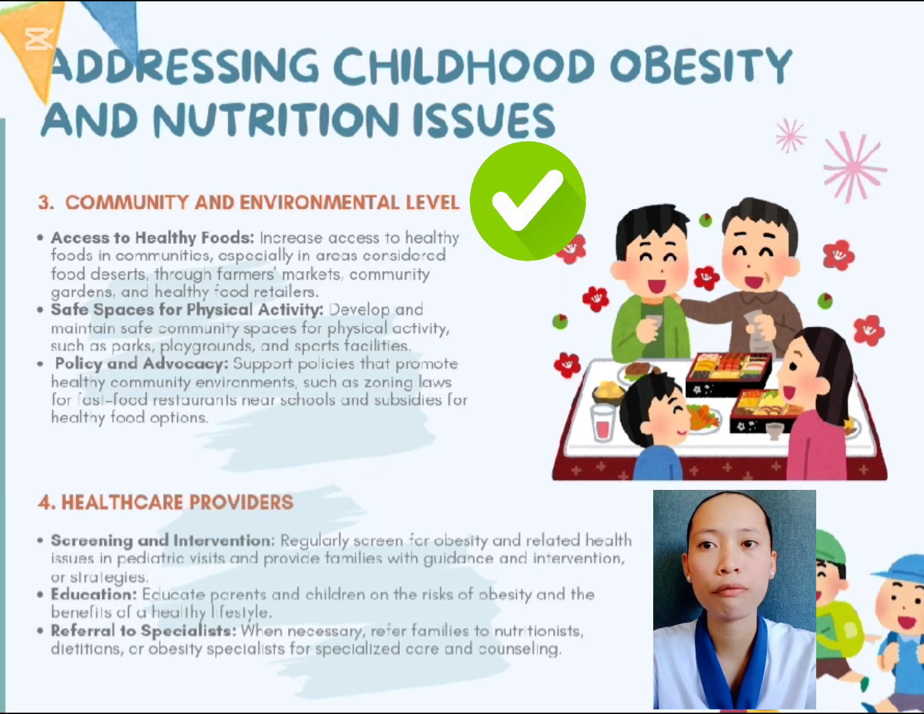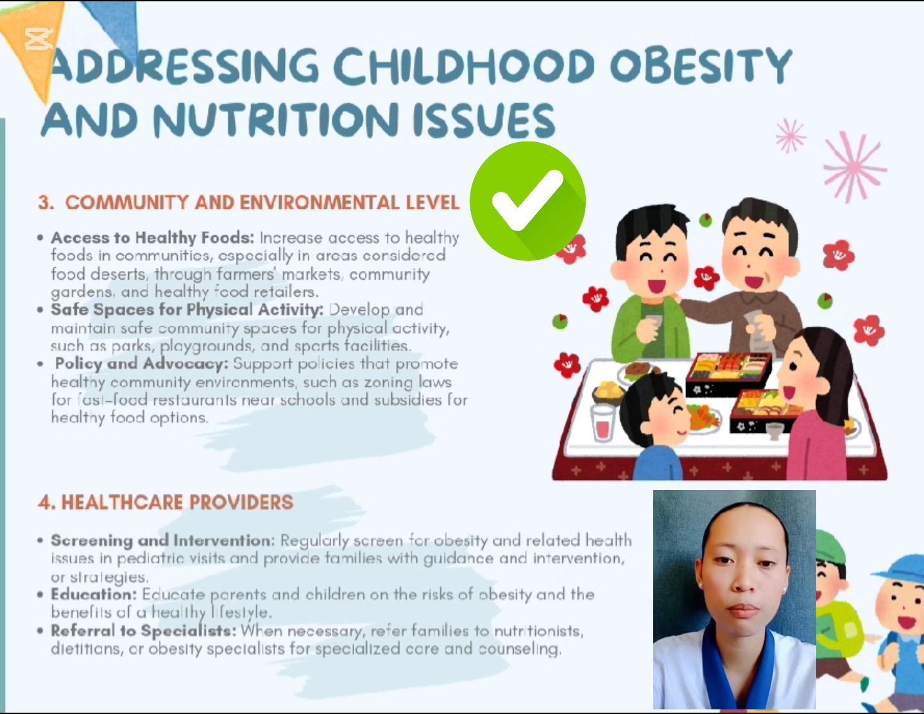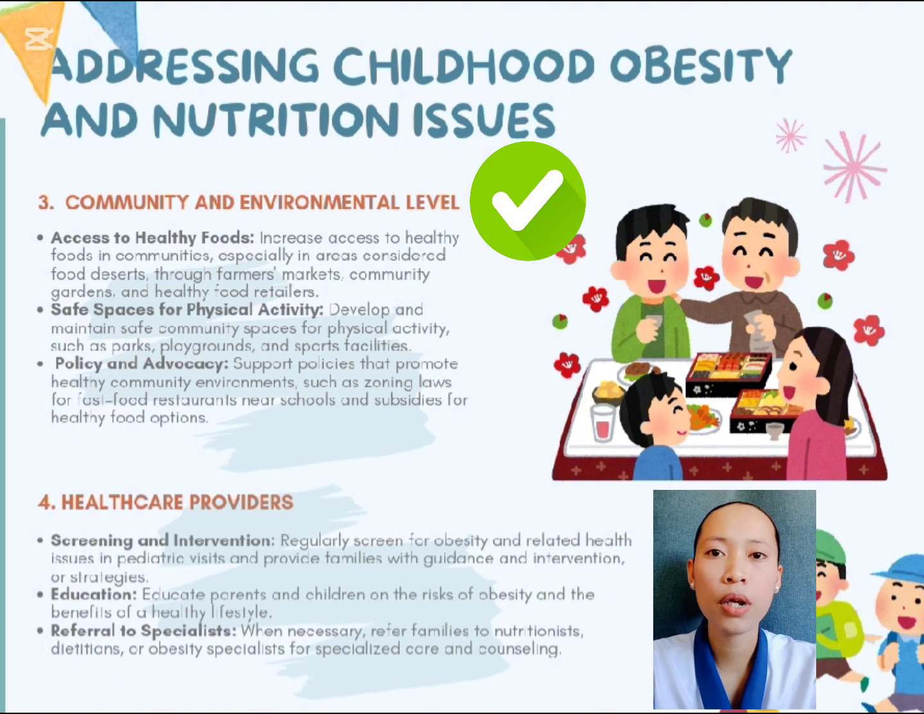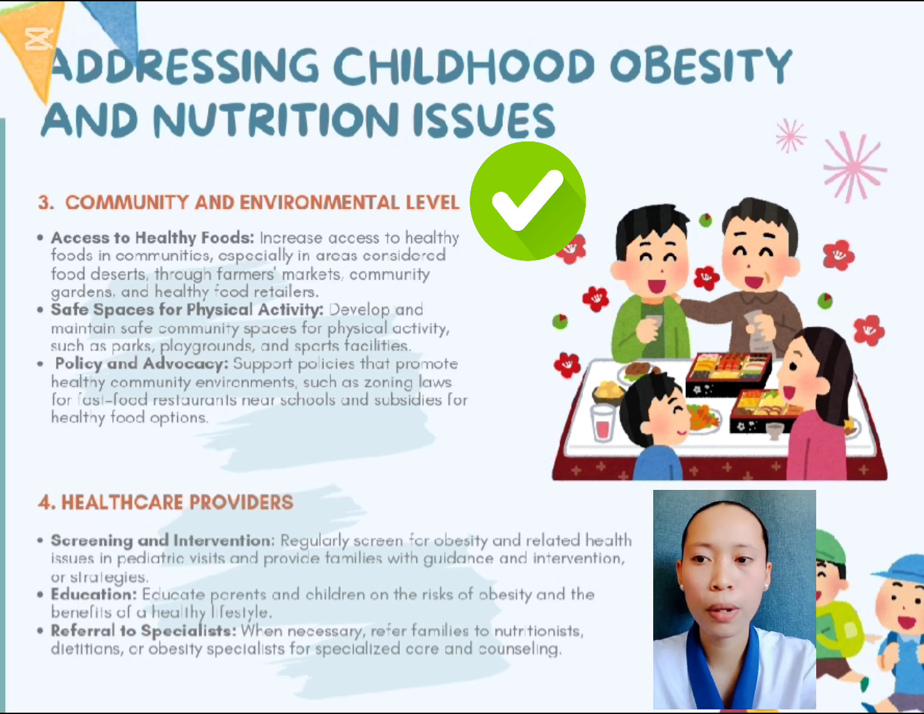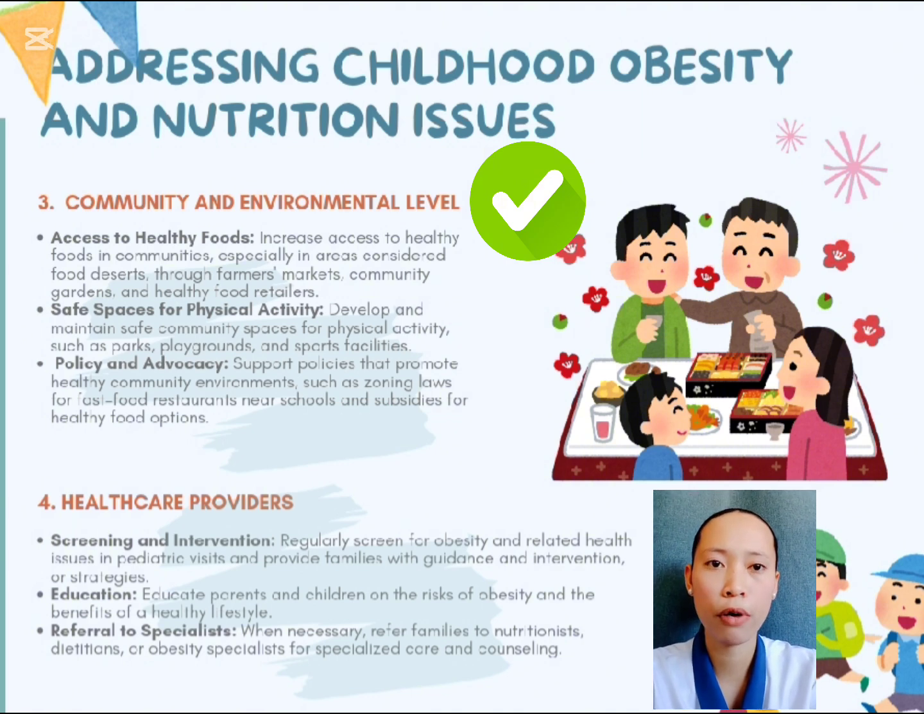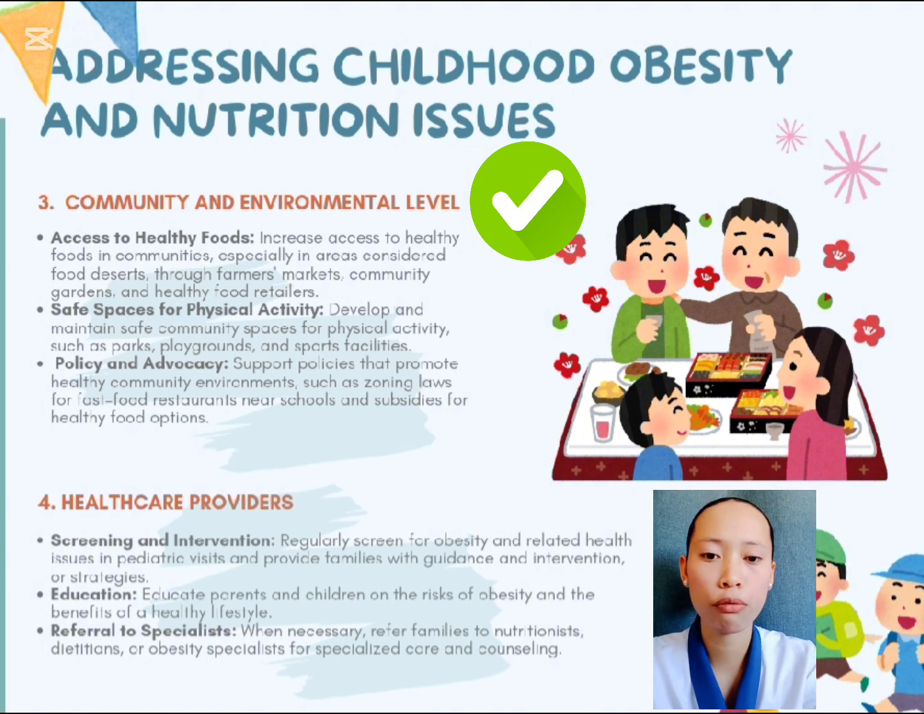Next is community and environmental level. Increase access to healthy foods in the community, especially in areas considered food deserts, through farmers markets, community gardens, and healthy food vouchers, and develop and maintain safe community spaces for physical activities such as parks, playgrounds, and sports facilities. And also support policies that promote healthy community environments such as zoning laws for fast food restaurants near schools and subsidies for healthy food options.